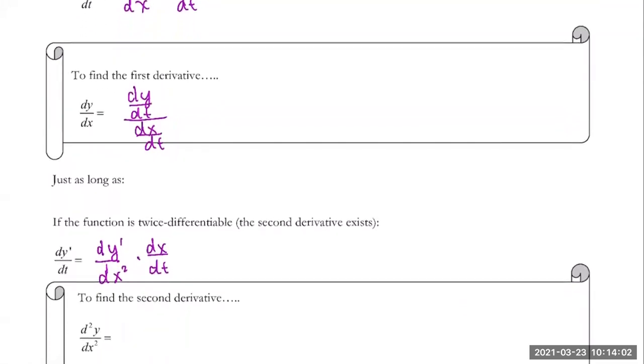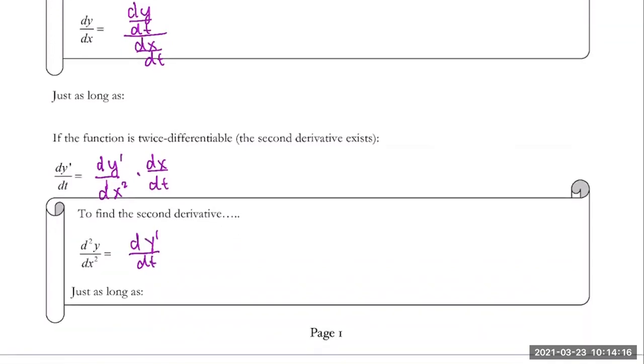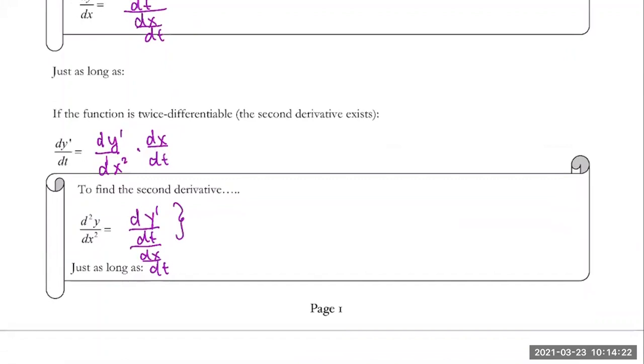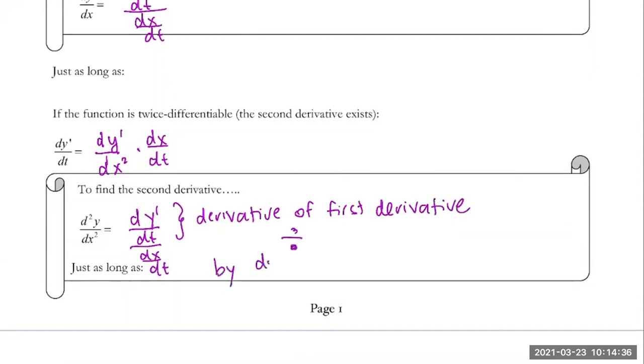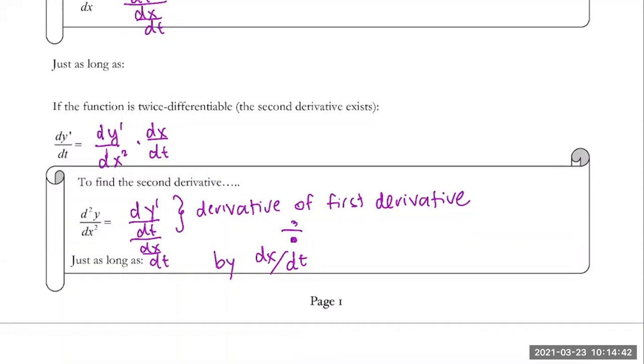Okay, so in doing so, if you isolate the derivative of y prime, which is the derivative of the first derivative, you get dy prime over dt over dx/dt. And let me explain what this is. This is the derivative of the first derivative like you would normally do. But in parametric, you also have to divide by dx/dt. Derivative of the first derivative, but also divide by dx/dt.